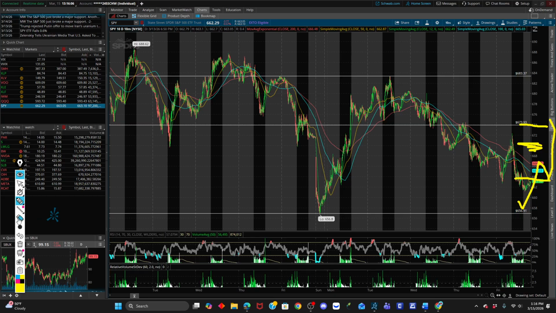Or we could have a fail, retest, failure, and head lower. And we would be heading lower. Let's zoom out. We would be heading lower.